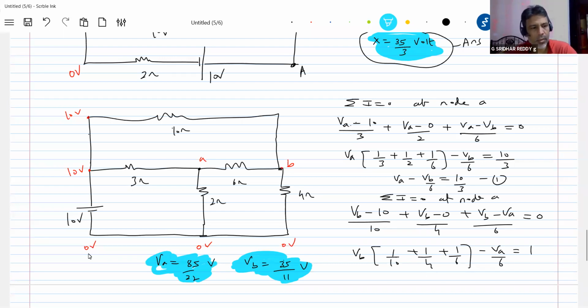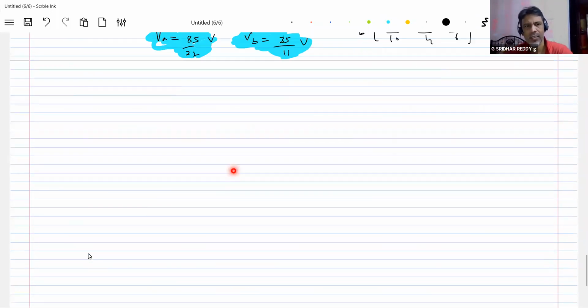I'll give one more. Like this, it's unlimited. We can go for any number of problems. Just one idea: you cannot write that here. At that junction only, the KCL should be applied. There's one basic rule which you have to follow here.